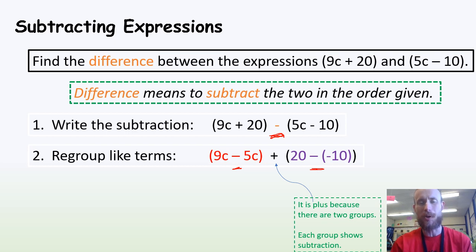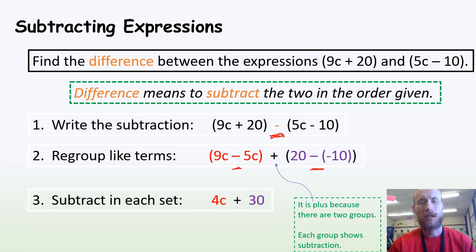You'll notice in the second part of this expression now we're doing 20 minus negative 10. It's 20 minus negative 10 because again we're subtracting, but it's a negative number. Two signs in a row that are minus. Subtract each set. Okay, 9c minus 5c. That is 4c. 9 minus 5, the coefficients subtract, you get 4c. 20 minus negative 10, that's going to be addition because you're subtracting the opposite. You're subtracting a negative. So we've got 4c plus 30.